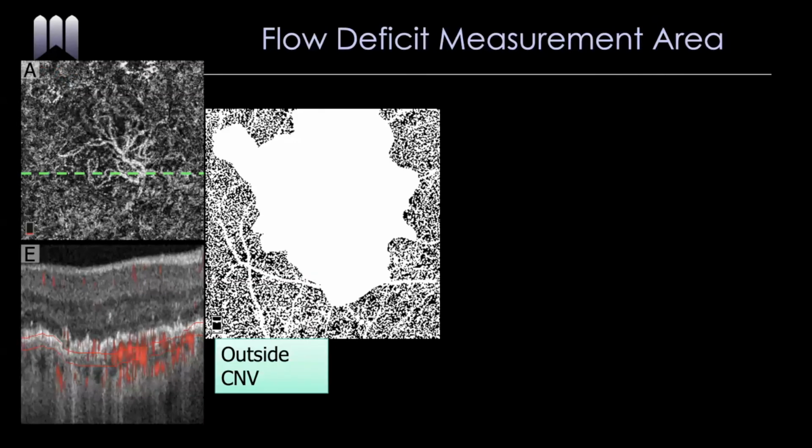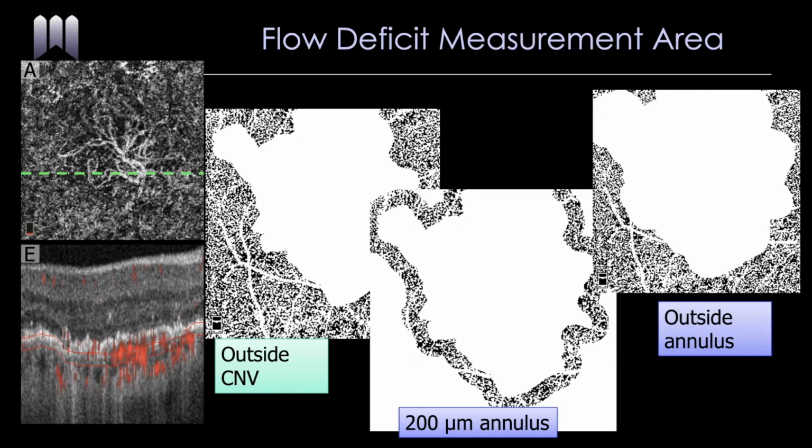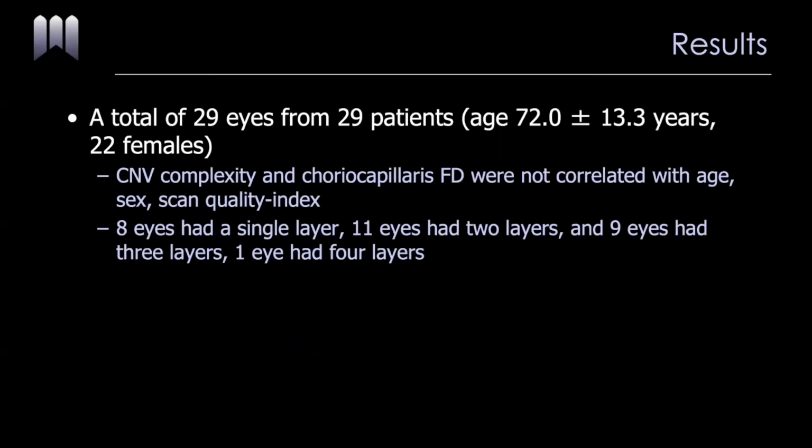We analyzed the choriocapillaris in three main areas: in the whole en face scan outside the CNV, also in an annulus to explore this feature of a peri-lesion halo, and in the area outside the annulus, outside the CNV. Here we had 29 eyes of patients that were being treated, and we did not find any correlation with age or scan quality as a sanity check. And then we had a variety of numbers of layers in these CNVs.